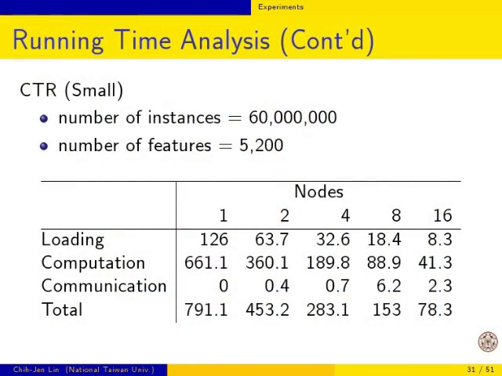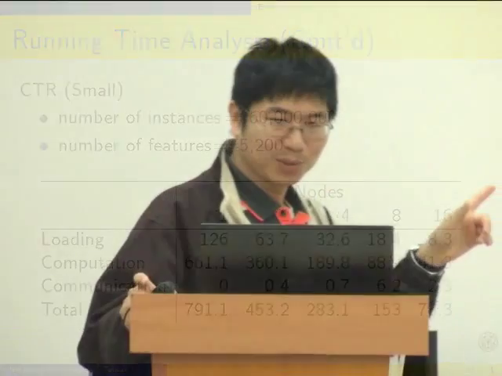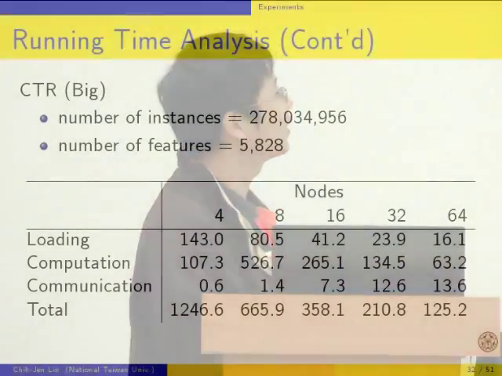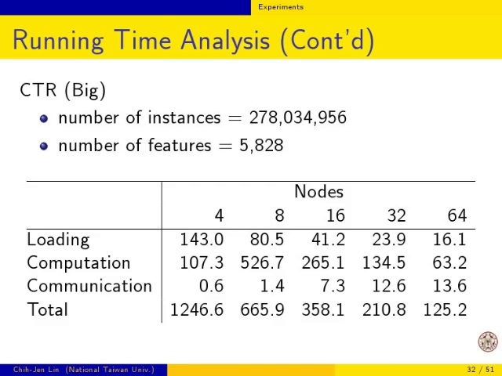Let me see. I think this is a problem that when we generate a table with only one digit after the decimal point, apparently we made some mistake. So you are right, this should be 1,000.